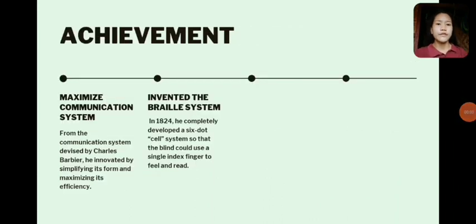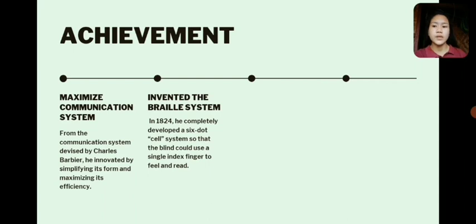What are the achievements of Louis Braille? First, the maximized communication system. While there at the institute, students were visited by French Army officer Charles Barbier, who introduced the students to a 12-dot cryptography system he created for soldiers to use for nighttime communication in the battlefield.